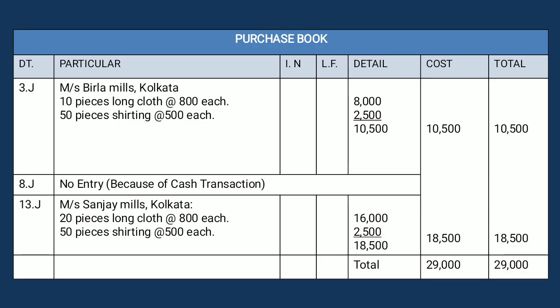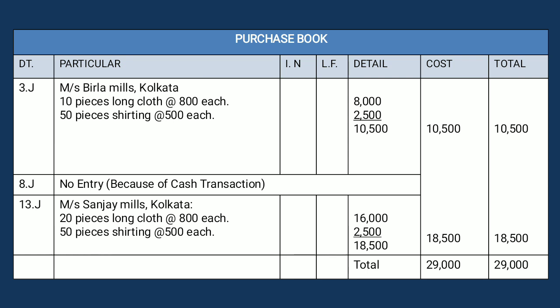In the column of date we put the date, first 3rd January. In the column of particulars, first we write the name of the party, like Messrs Birla Mills, Kolkata. Then we write the detail about the items, like 10 pieces of long cloth at the rate of 800 each, and 50 pieces of shirting at the rate of 500 each. In the column of detail we write the amounts. The total is 10,500 and the cost is also 10,500, and that cost we transfer to the total. For 8th January there is no entry because it is a cash transaction.